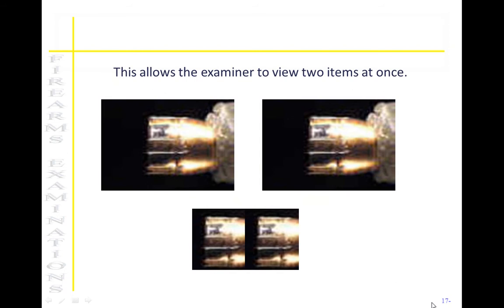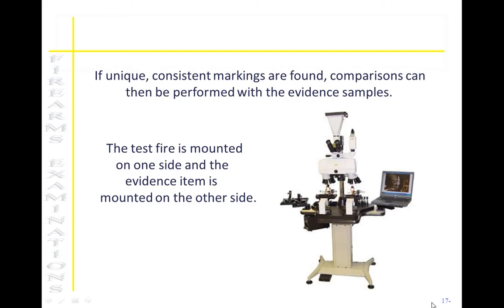So instead of seeing the projectile individually, they can see both projectiles at the same time in one field of view. If they find that from the test fires there are unique and consistent markings, then they can go ahead and compare it to any of the evidence items. At that point in time, the evidence item would be mounted on one side of the comparison microscope with the test fire on the other side.